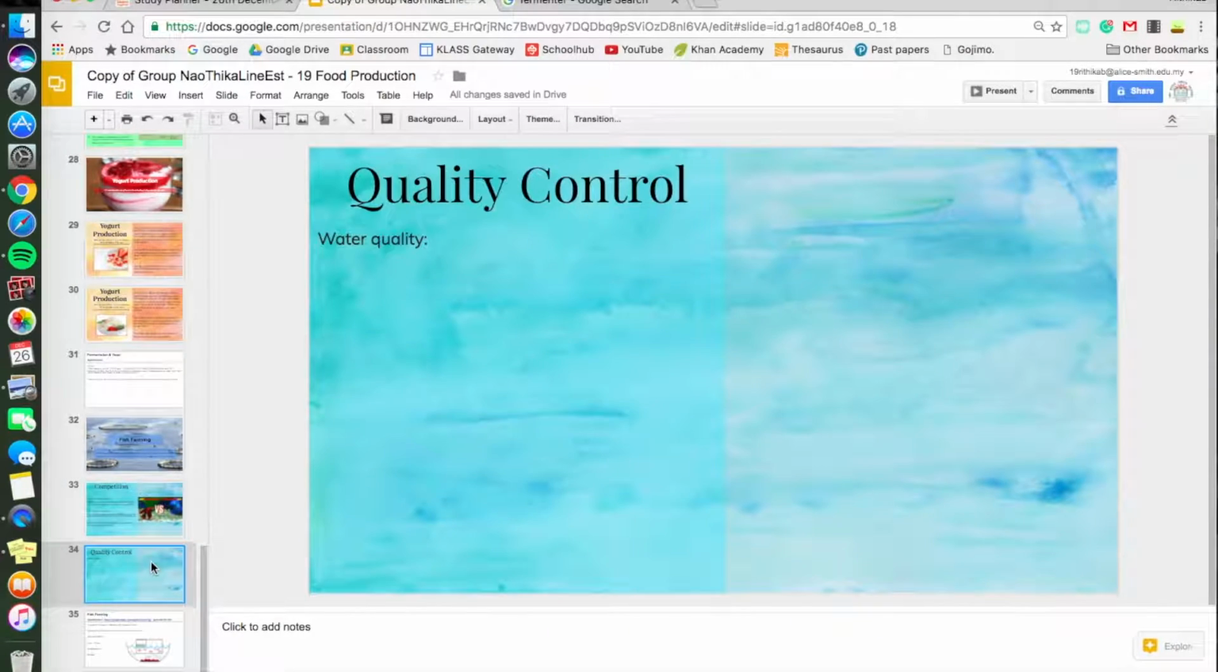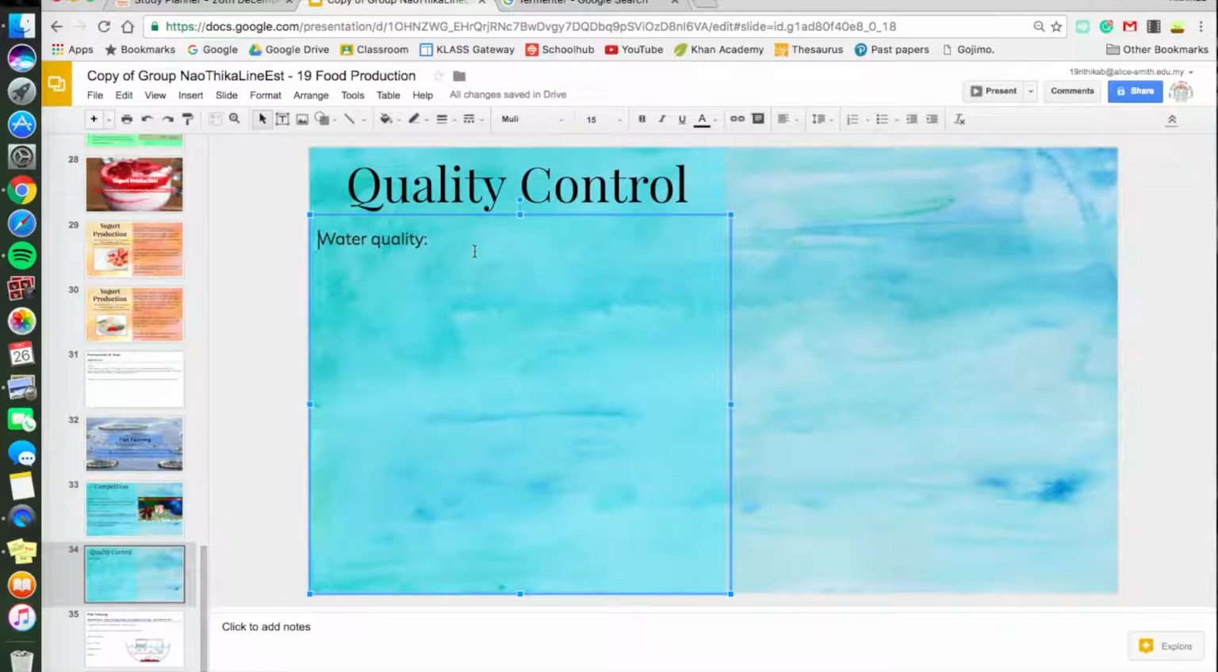And also there's quality control, where water quality is affected. So there is a sterile water supply that's continuously supplied. This also makes it so that waste is washed away with the old water. This sterile water supply also limits the fish's exposure to diseases.